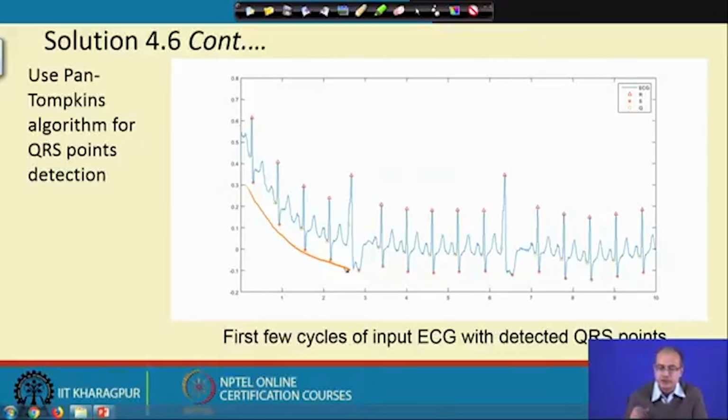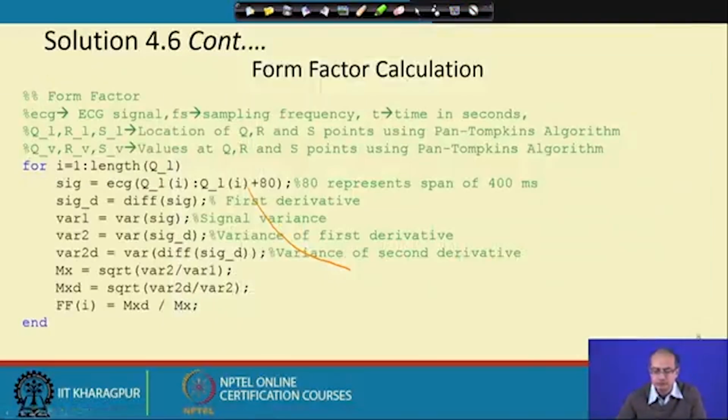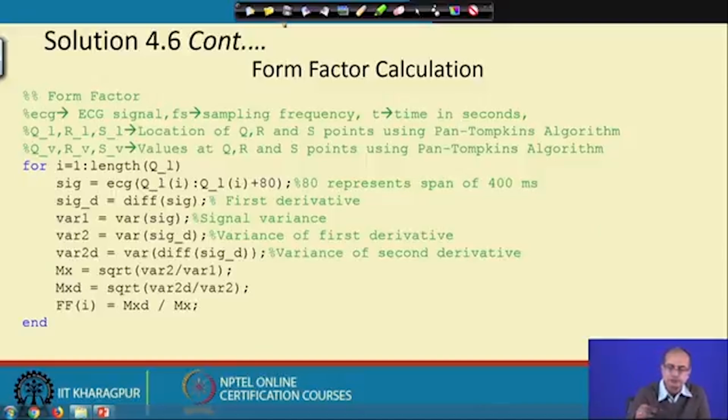Okay. So, first few cycles we could get in this way, and then once we have the QRS complex detected, and after R we could get actually the Q and S. So, we start the calculation of the form factor.